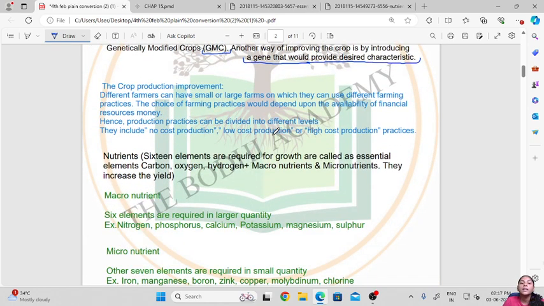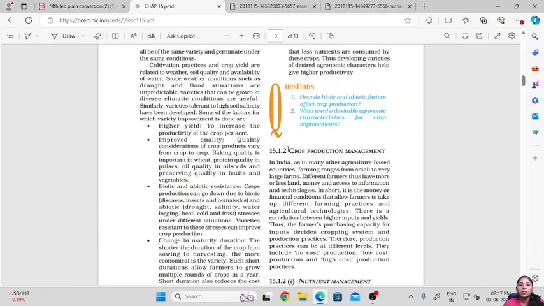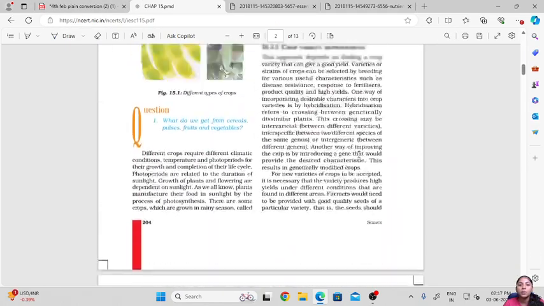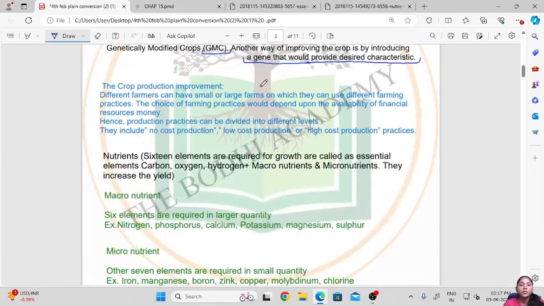Then the second is crop production improvement. Now different farmers will have small or larger farms. Some will be for commercial uses. So based on these, they will use different farming practices.